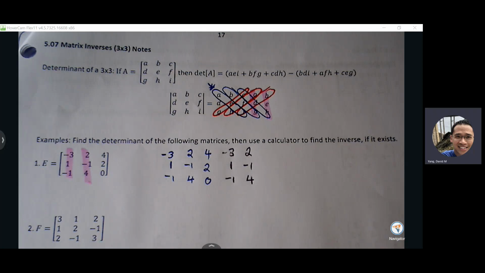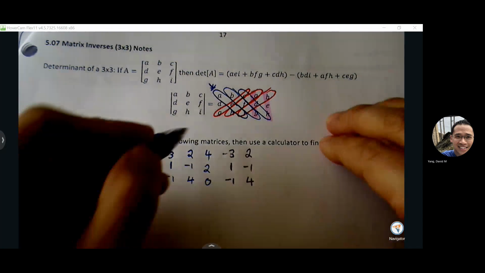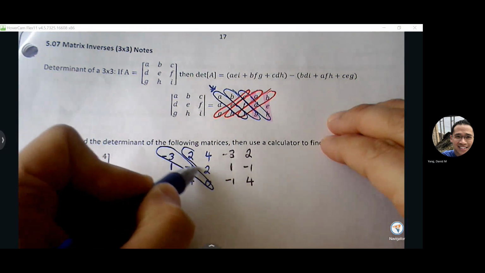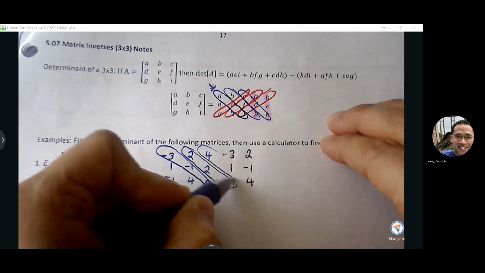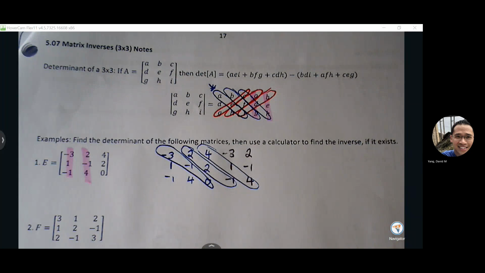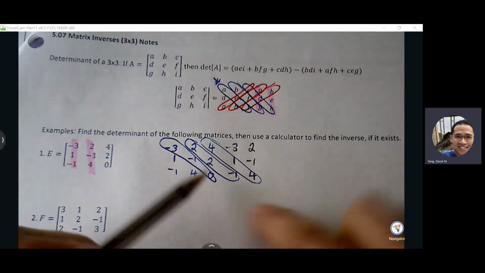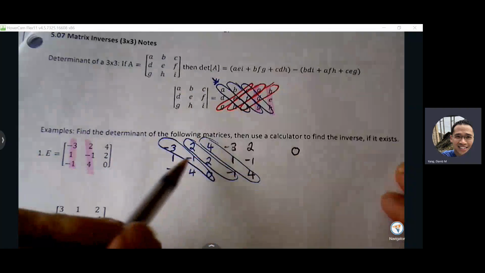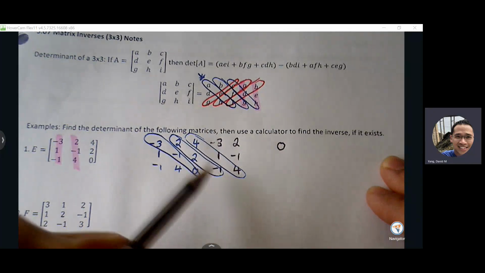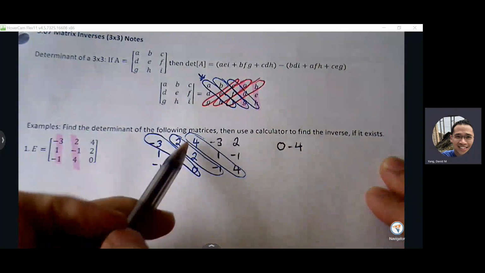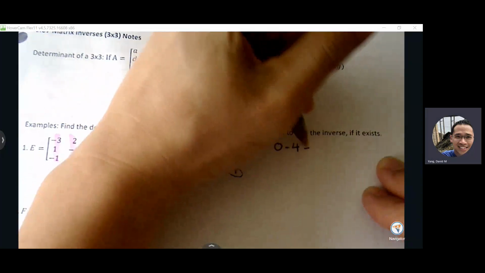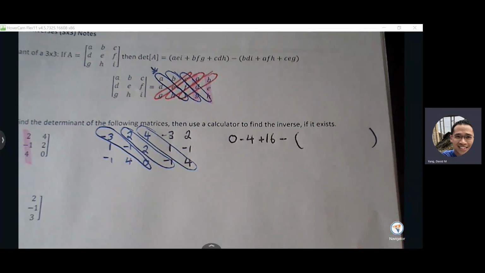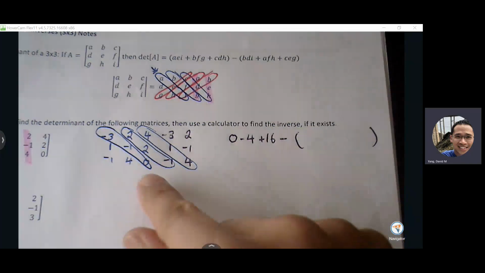Okay, so now starting at the upper left corner, you're going to create groups of 3. We're going to multiply first and add. So what's -3 times -1 times 0? Okay, so 0 plus 2 times 2 times -1 is -4. And then 4 times 1 times 4, 16. Okay, minus, put a big set of parentheses, and we're going to save that space for the other directional diagonals.